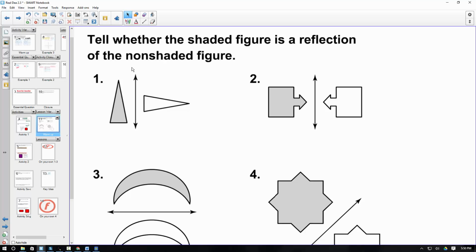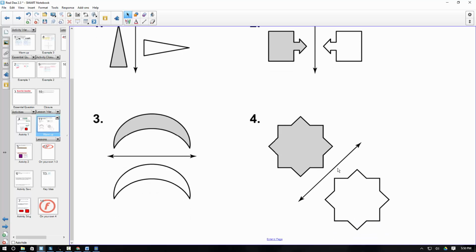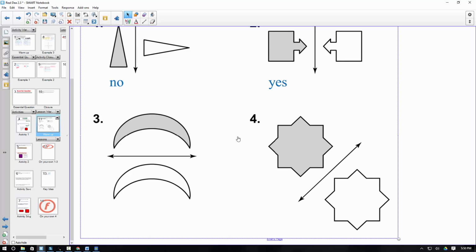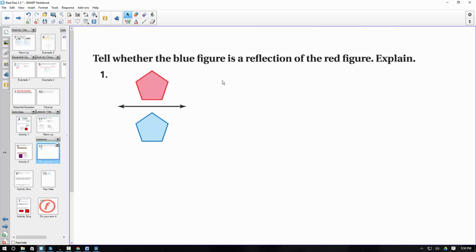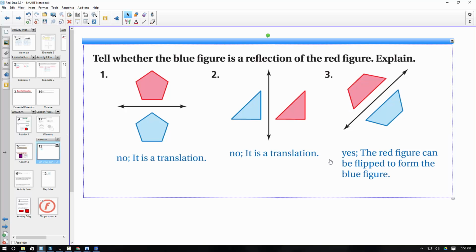And now it says, is this a reflection of the non-shaded? Well, no. Yes. No. Yes. Is this a reflection? It's not, because if it was a reflection, it would be directly across. This would be the same distance across, and I'd have to rotate this over, and it's not correct. This one here is not a reflection, again, because this would have to be turned the other way around or rotated. This one here is a reflection. This point aligns to this. So no, it's a translation. No, it's a translation. I just shifted it over. Yes, it does get reflected across the axis.